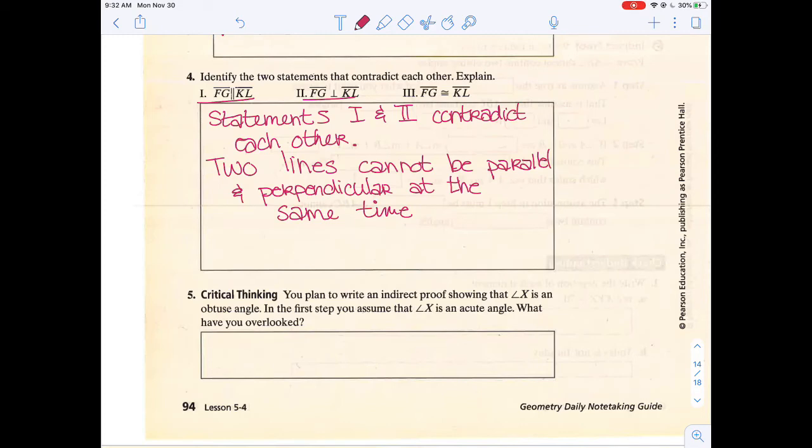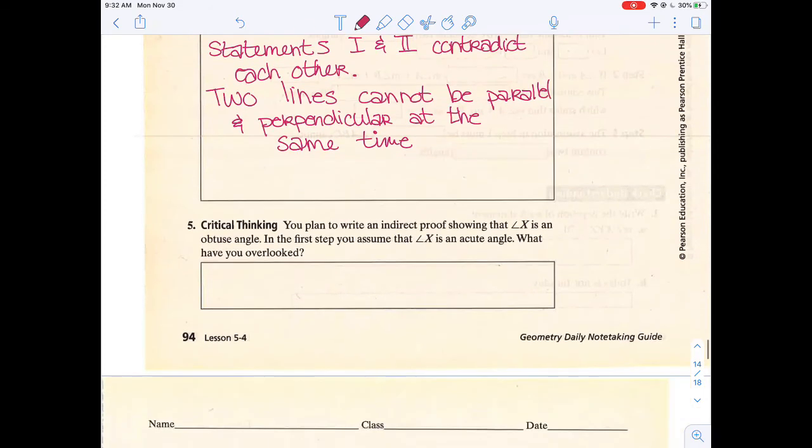Okay. And last but not least, number 5 is a critical thinking question. You plan to write an indirect proof showing that angle X is an obtuse angle. So I'm just going to write that, underline that because I think that's important. In the first step, you assume that angle X is an acute angle. What have you overlooked?